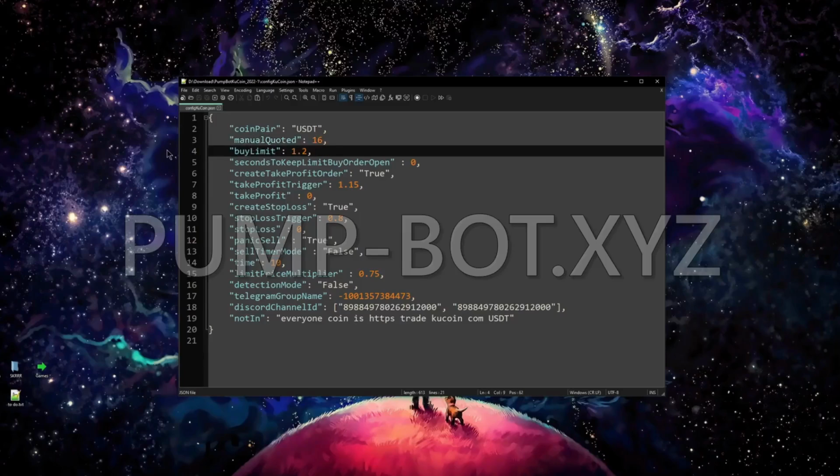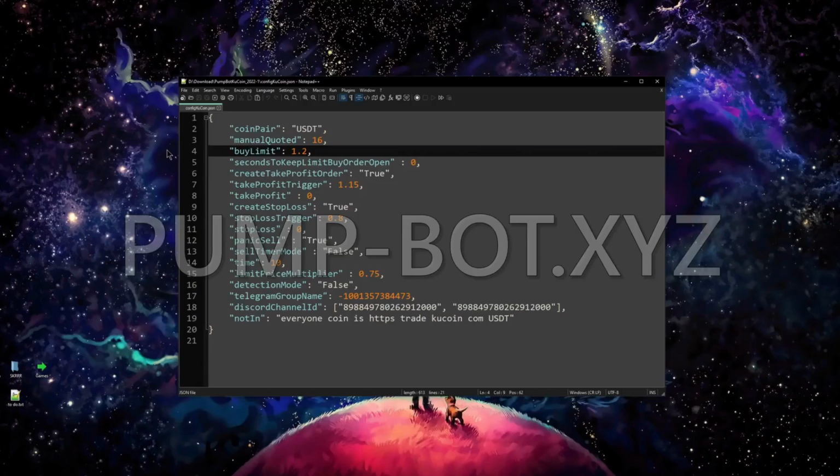Buy limit or pre-pump protection is a feature that sets the buy order to the price that is equivalent to the price when PumpBot loads the prices from the exchange and multiplies it with the number in buy limit. If the price is higher, your order will be cancelled. If it's lower, your order will be filled and you will buy the coin.